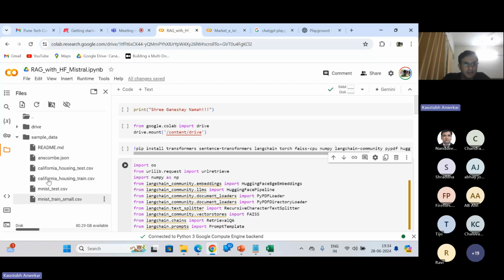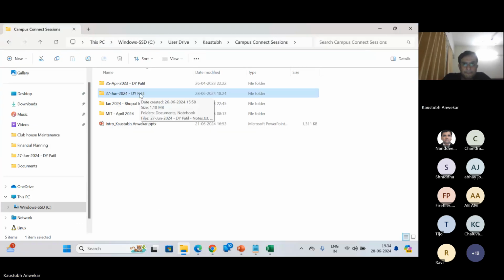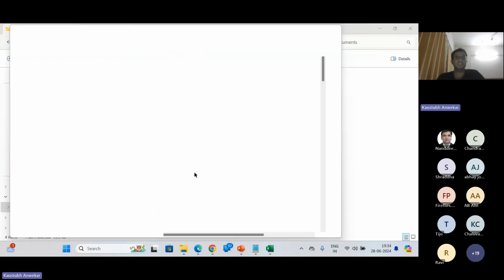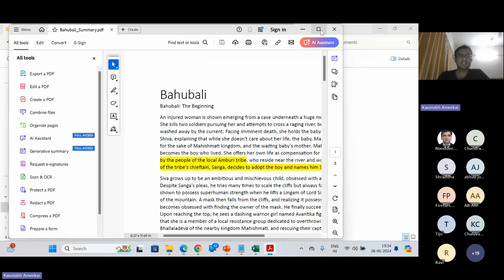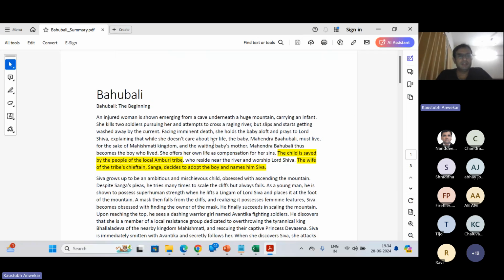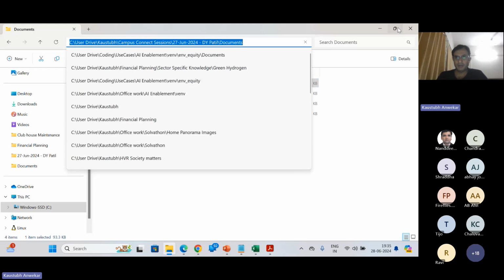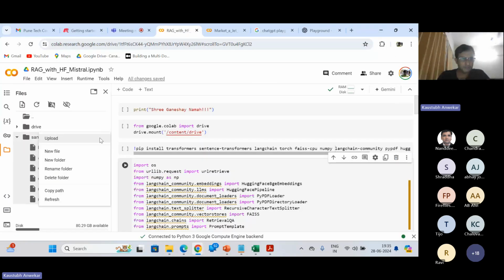So here we will try a retrieval augmented generation. We all have seen this movie Bahubali, right? Most of us at least have seen both the parts of Bahubali. I simply copied the content from Wikipedia for Bahubali 1 and Bahubali 2, pasted it, and created a PDF out of it. Now this is my document from which I want some answers to be generated, right?